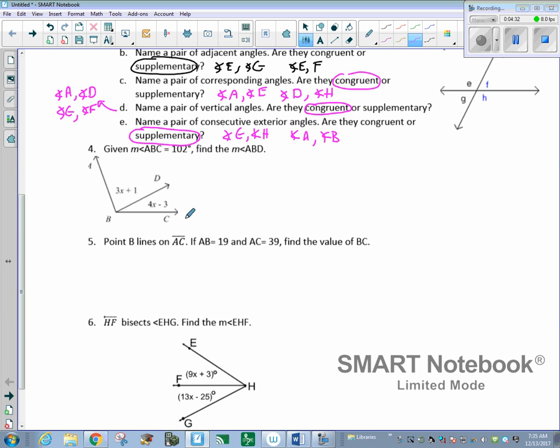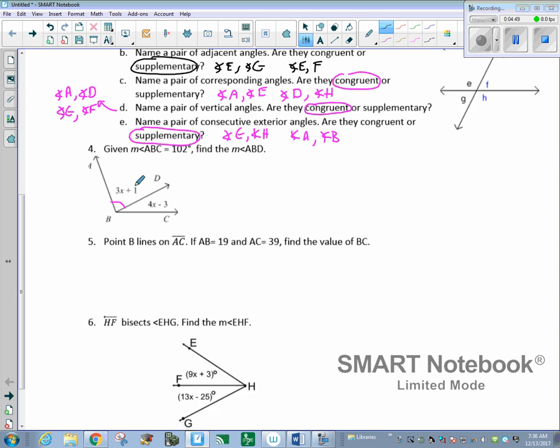All right, to finish out this page, we got a little bit of some work to do. This one, they're telling me that the whole angle ABC is 102 degrees. We know these two things about both of these. They want me to find angle ABD, so this is the angle I'm trying to find.